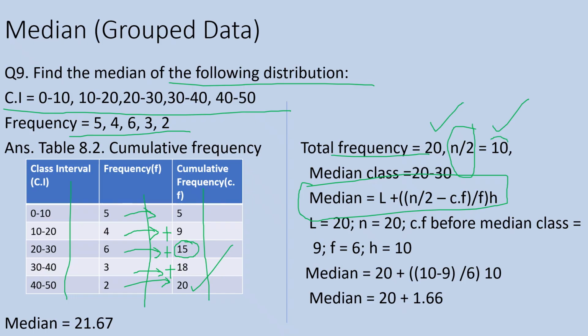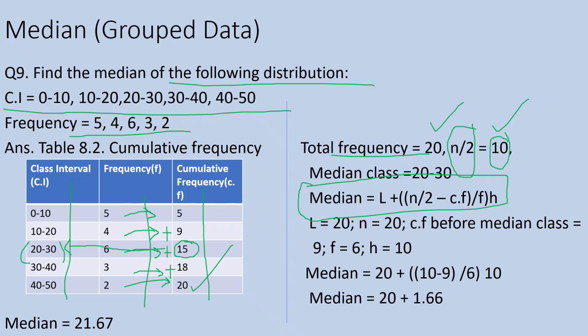So we know that n by 2 is what? 10. Cumulative frequency just greater than 10 is what? 15. So the corresponding class interval will be the median class. So 20 to 30 is the median class. Now we put the values in the formula.